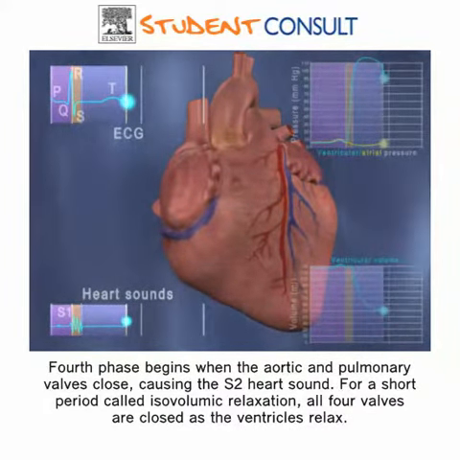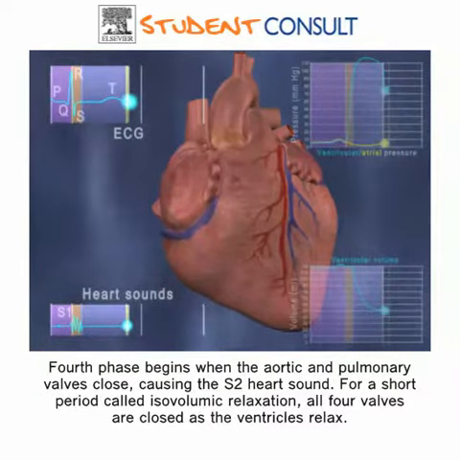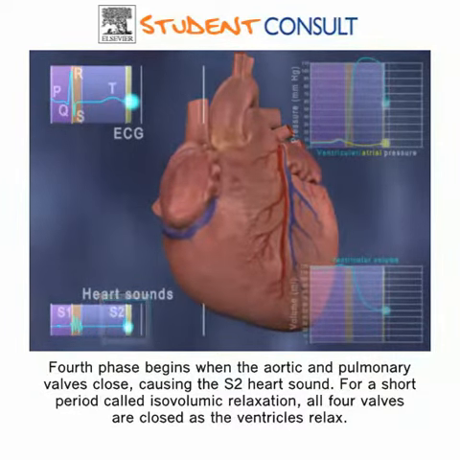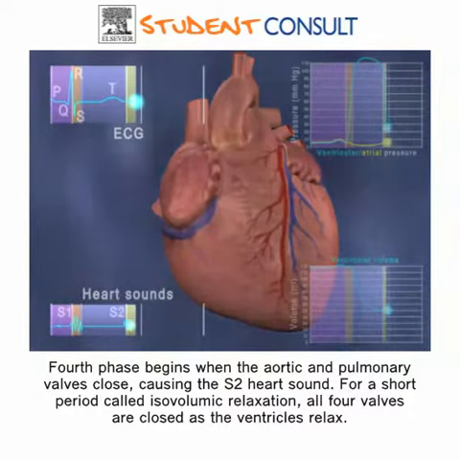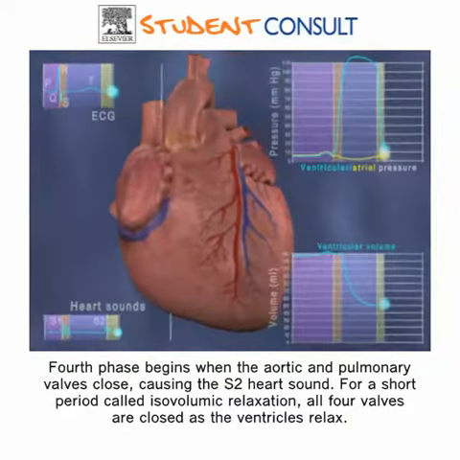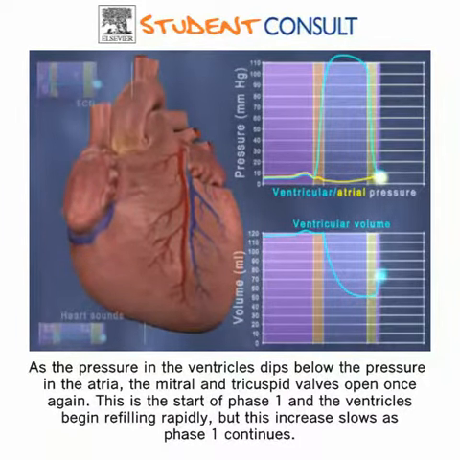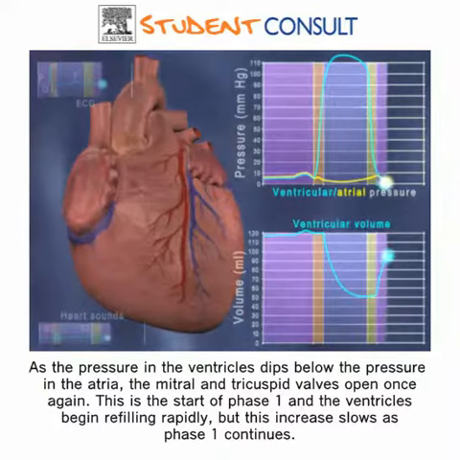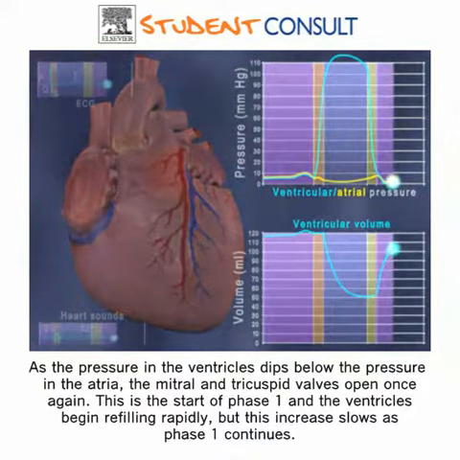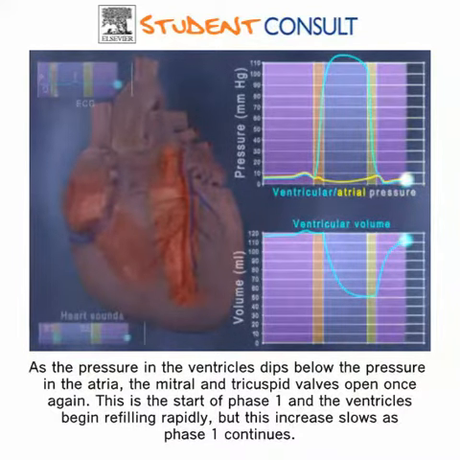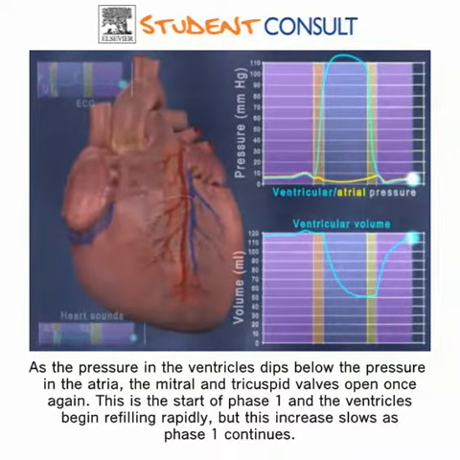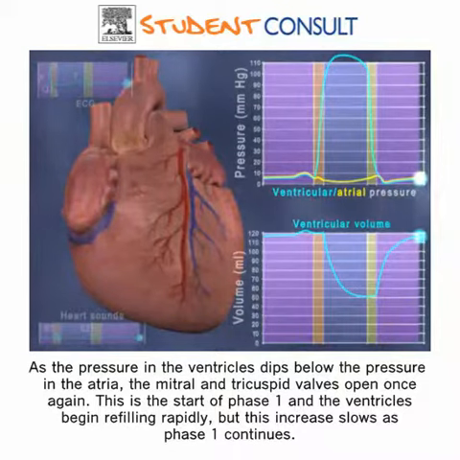Phase 4 begins when the aortic and pulmonary valves close, causing the S2 heart sound. For a short period called isovolumic relaxation, all 4 valves are closed as the ventricles relax. As the pressure in the ventricles dips below the pressure in the atria, the mitral and tricuspid valves open once again. This is the start of phase 1, and the ventricles begin refilling rapidly, but this increase slows as phase 1 continues.